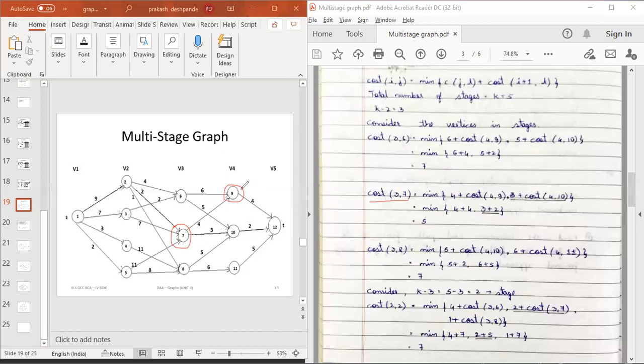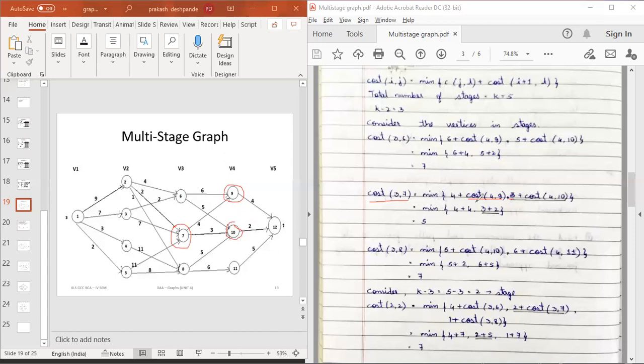Then the cost of this vertex. Cost of this vertex is 4,9. That is 4 plus cost of 4,9. The second path is from 7 to the vertex 10. So the edge cost is 3. So 3 plus cost of 4,10. 4 means in the stage 4, the vertex 10. So the cost of this particular vertex I need to select.